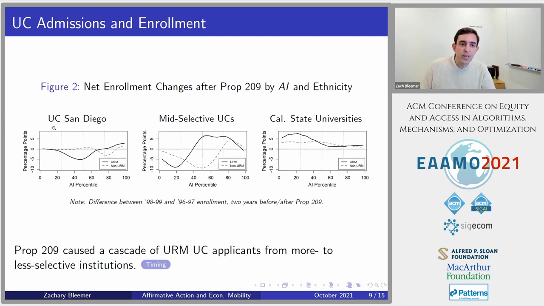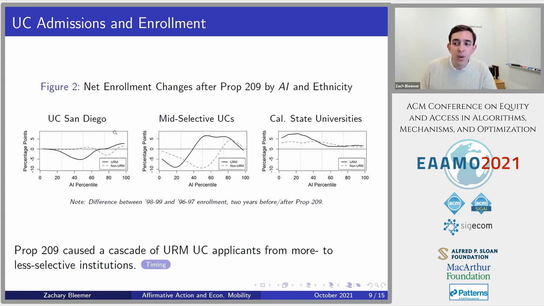So what I'm showing you here is a more selective, middle selective, and less selective group of California universities. In black, you can see across the academic index distribution, students' change in likelihood of enrolling at each of these sets of universities. And in this gray line, you can see the change for non-URM students. Now, what you can see in this figure is that relative to non-URM students, among high academic index students, there was an increased likelihood of enrolling at UC San Diego.